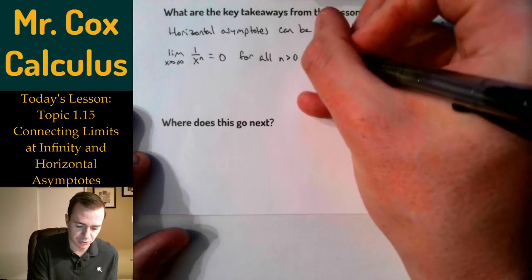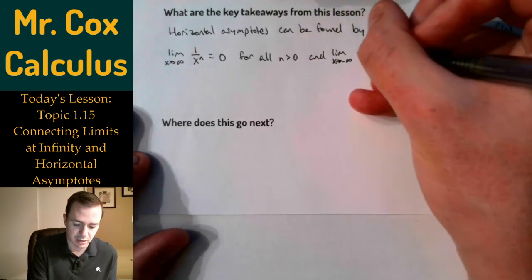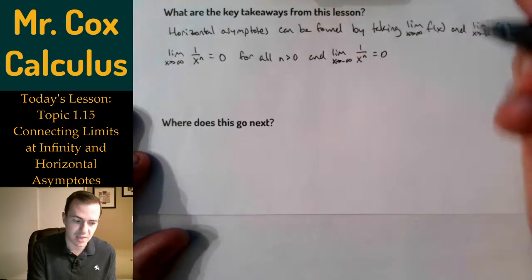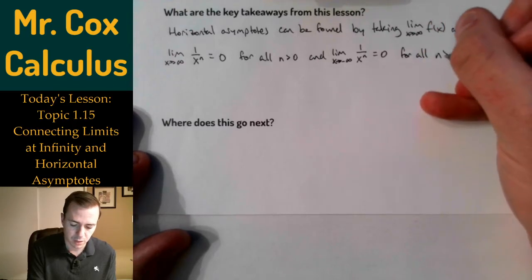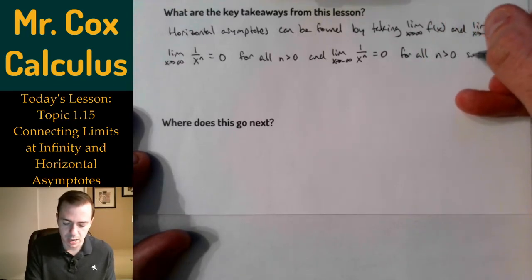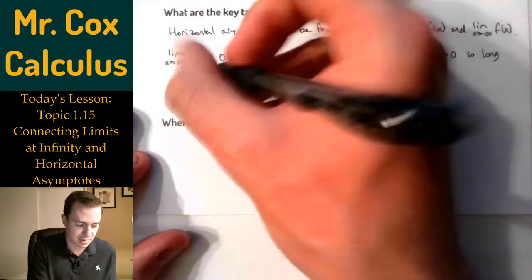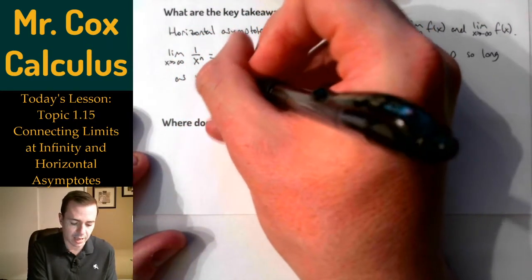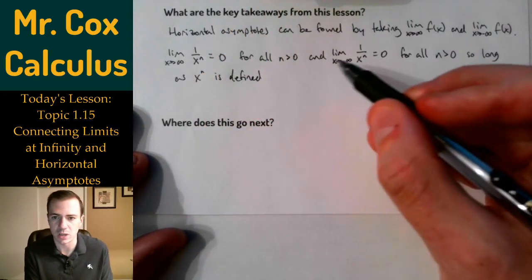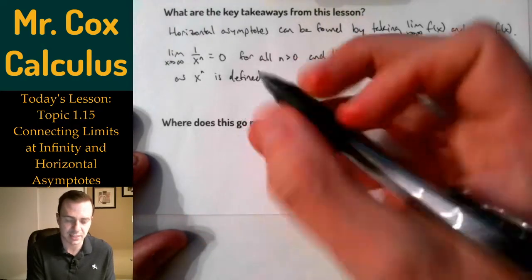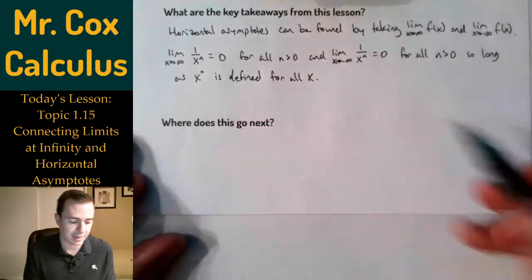And the same is also true for the limit as x approaches negative infinity of 1 over x to the n. That also equals 0 for all n greater than 0. And again, we have the idea that so long as x to the n is defined for all x. And we saw some examples, for example, 1 over the square root of x, where we couldn't say this. So x to the n does have to be defined for all x.